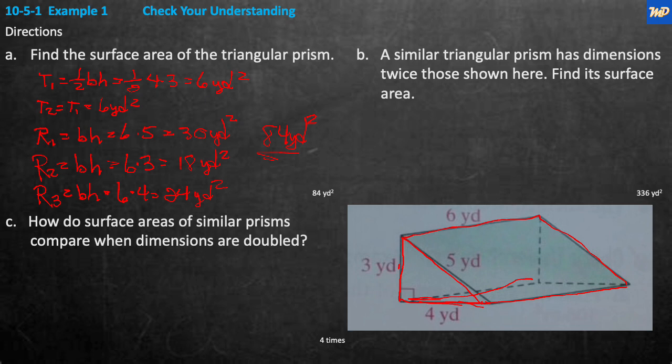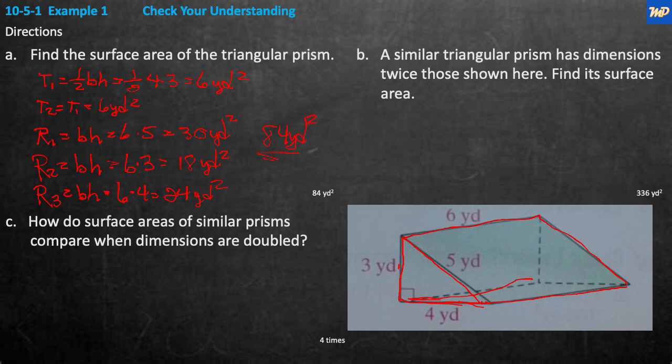Otherwise, I would have written it down. Now, a triangular prism has the same dimensions as those. What is its surface area? Well, if you doubled each one of those, it's going to get very large. And without solving it, it's just a matter of doing the same math over again.